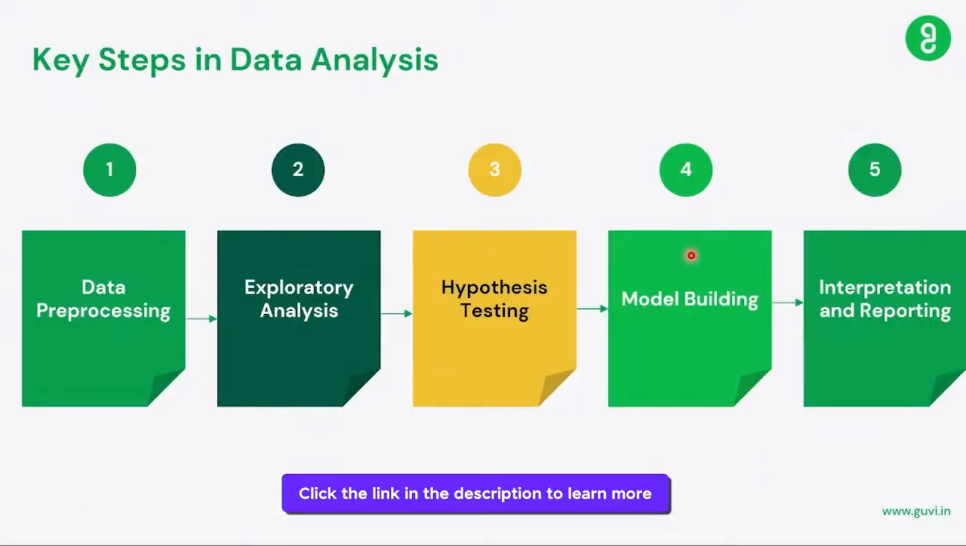Now, what are the key steps in data analysis? The key steps in data analysis are data pre-processing, exploratory data analysis, hypothesis testing, model building, and interpretation and reporting. So we have seen this again and again. The types of data analysis are descriptive analysis, diagnostic analysis, predictive, and prescriptive. So the key steps here would be these 5 different steps, and those are the 4 types of data analysis.